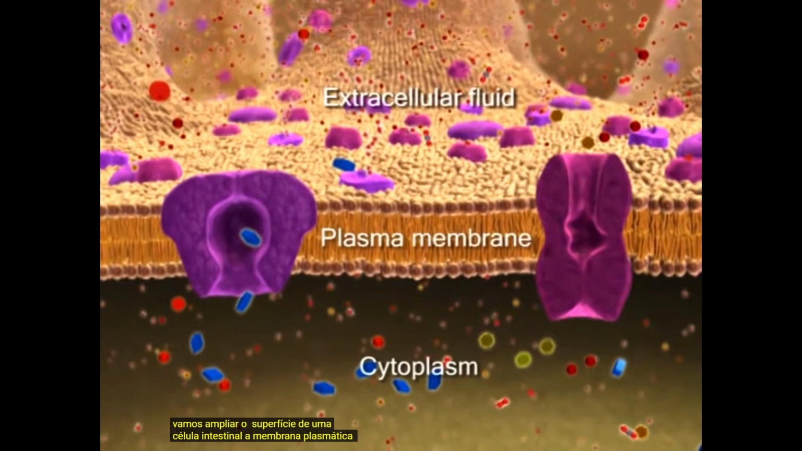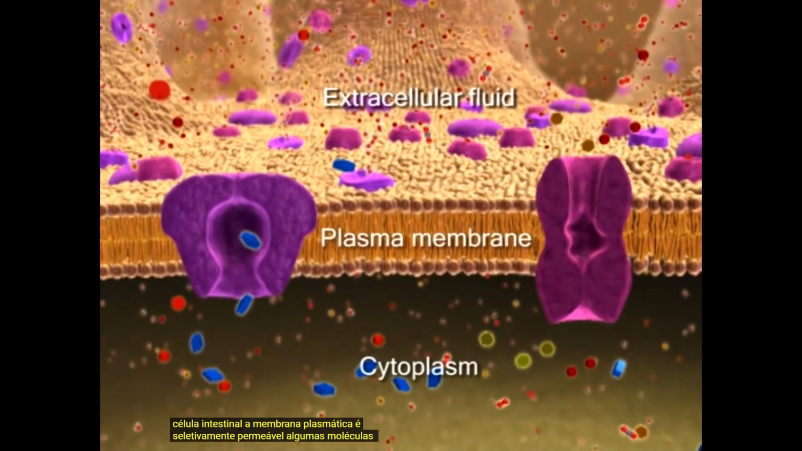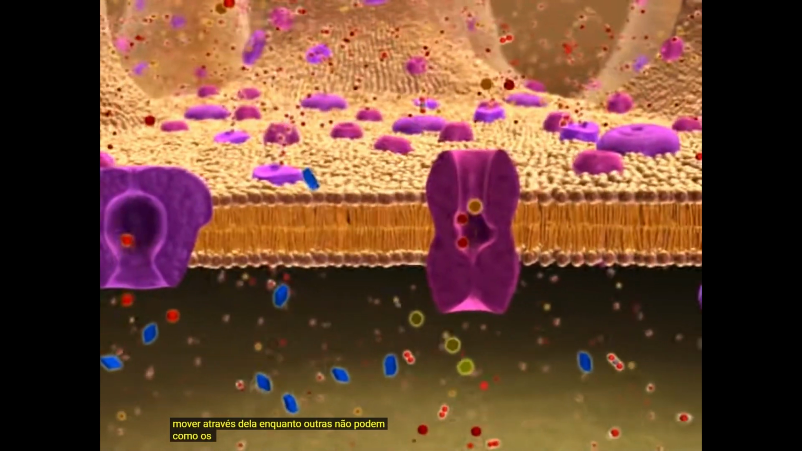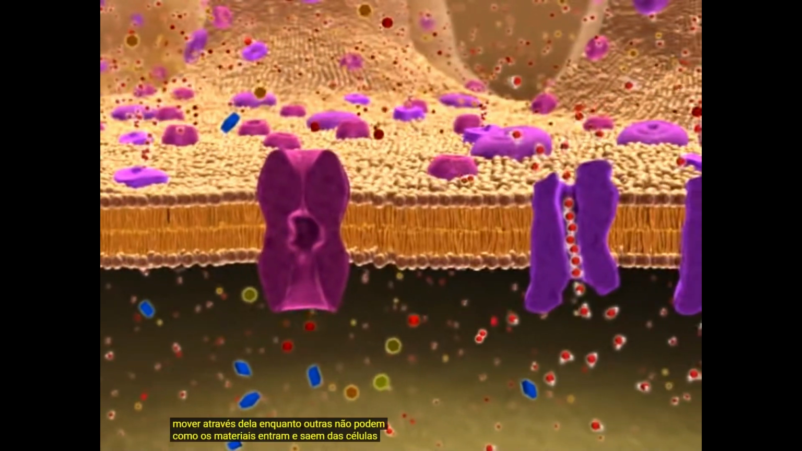The plasma membrane is selectively permeable. Some molecules can move across it, while others cannot. How do materials enter and leave cells?